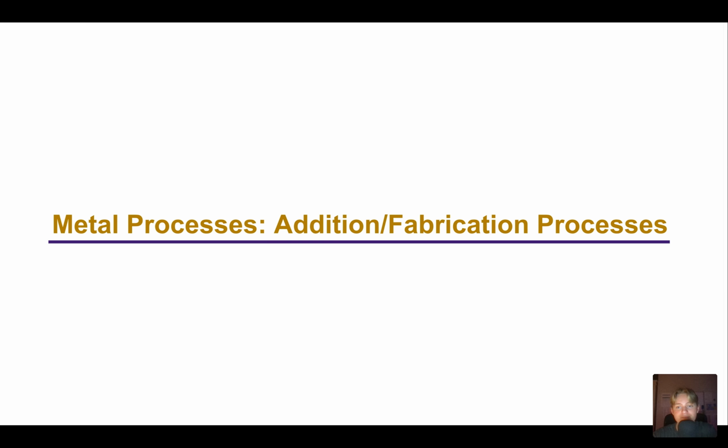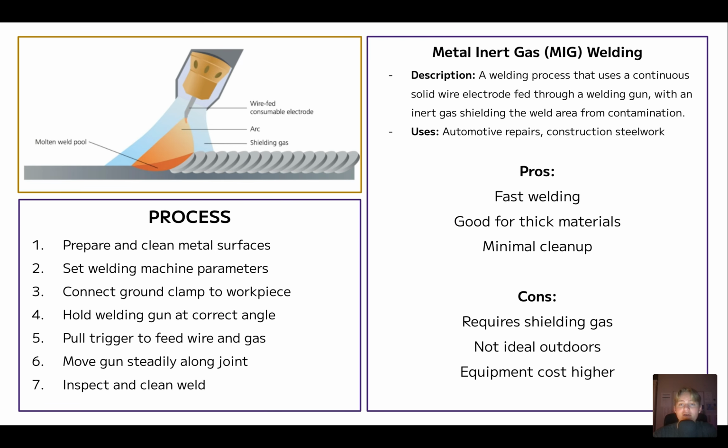So next, we're going to look at metal processes in addition and fabrication, which is just the next point on the specification. The first one we're going to look at is MIG welding, which is metal inert gas welding. This can best be described as a welding process that uses a continuous solid wire electrode fed through a welding gun with an inert gas shielding the weld area from contamination.